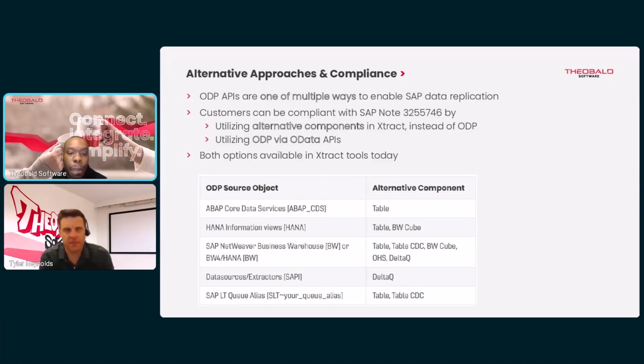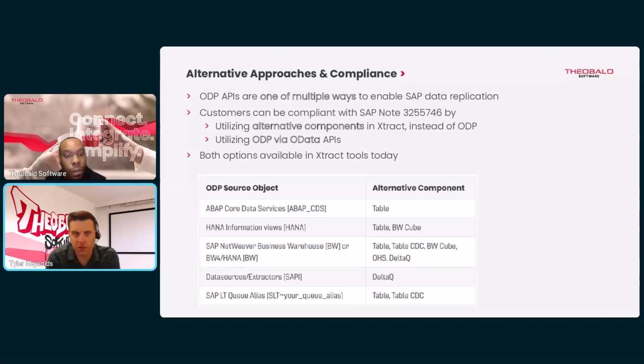Right. And so, like we just mentioned, there are other options for third-party tools, such as what we provide at Theobald to get to data. That can be using a different interface, going through ODP objects, like we mentioned, going through OData instead of RFC. But there are other options that you have to get to the data you need, depending on what the source object is. So Brian, can you tell a little bit about what sort of options a customer might have with our Xtract tools that are completely aside from the ODP framework?